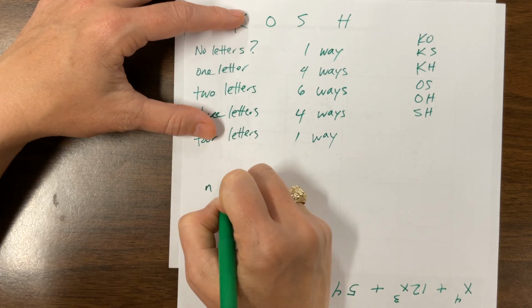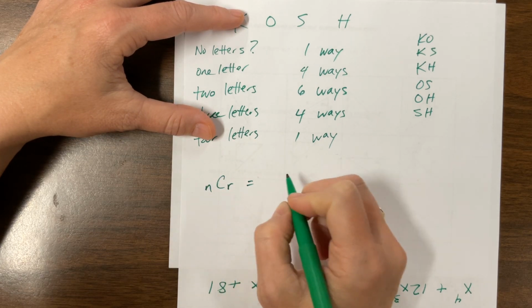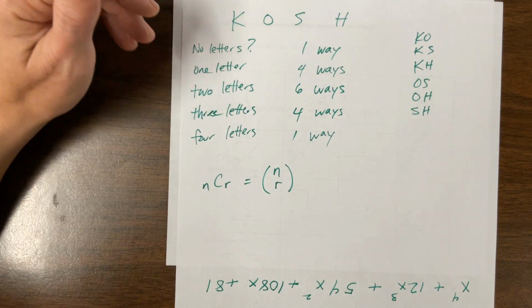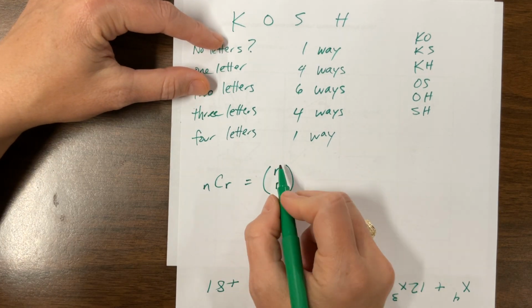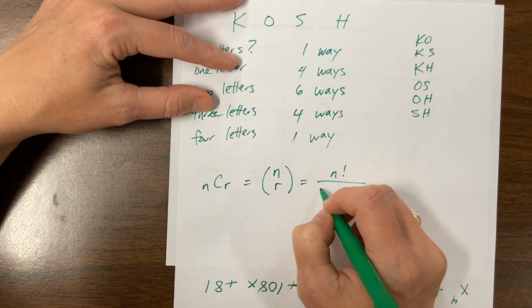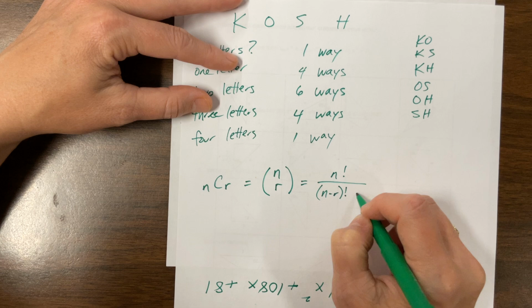So sometimes the notation is nCr. Sometimes in IB, we like to do it this way, where it's kind of more like a matrix, and so they'll do n over r like this, and the formula is n factorial over n minus r factorial times r factorial.